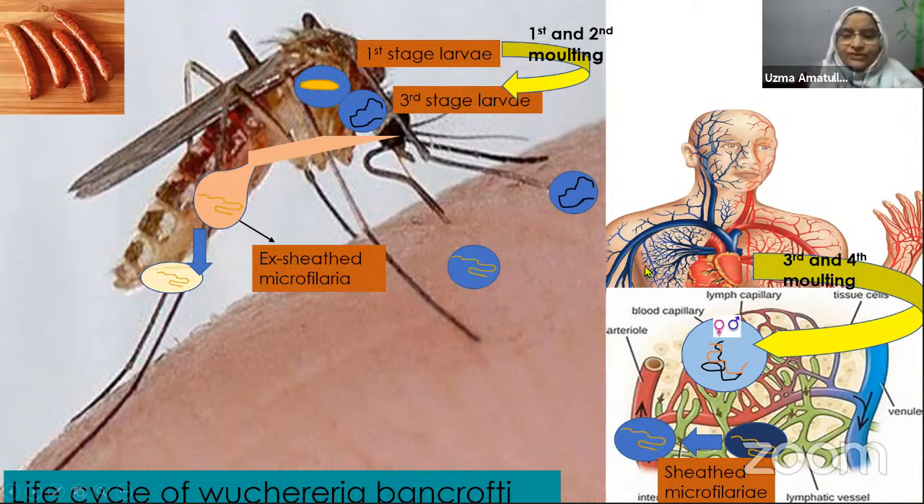Now here you see there are two hosts to this parasite. One is man and the other one is mosquito. Man is the primary host, mosquito is the secondary host. Man is the primary host. Why? Because the adult forms and sexual life cycle take place in the body of man. And only the developmental stages take place in the body of the mosquito. So mosquito is the secondary host. Primary host is man, mosquito is the secondary host. Which mosquito? Female Culex mosquito.